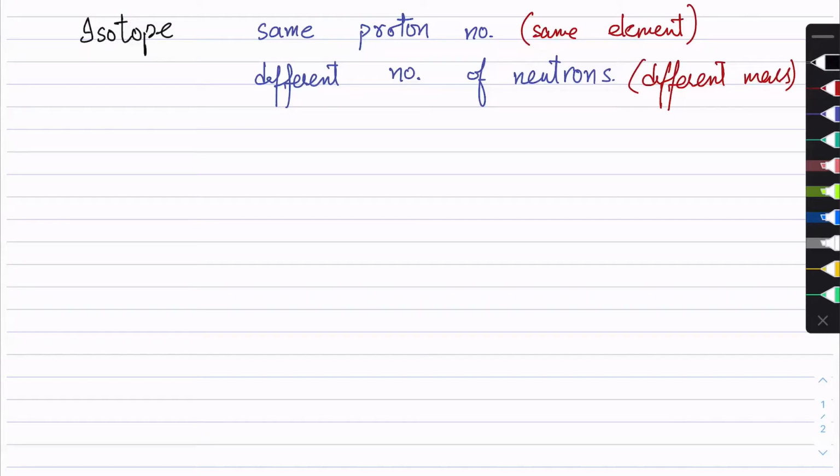Every isotope will have its own mass, right? I'm sorry, Daniel, what do you mean? I am sharing the screen.